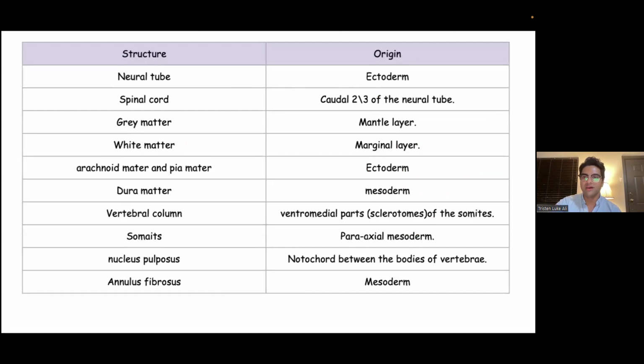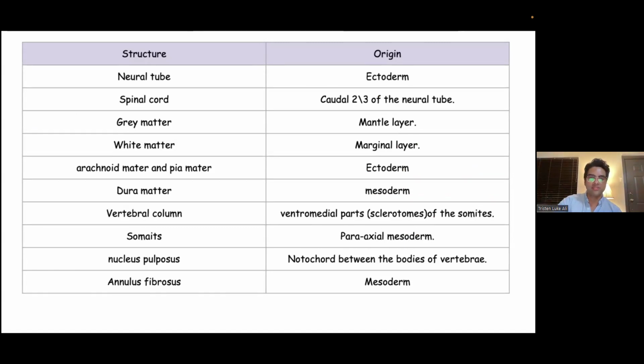If you're like me, I really like to see a summary when it comes to embryology because, like I said, without visuals, it's very hard to wrap your head around sometimes. So this gives us a good representation and summary of each structure and their origin. We're going to take a quick peek at it.